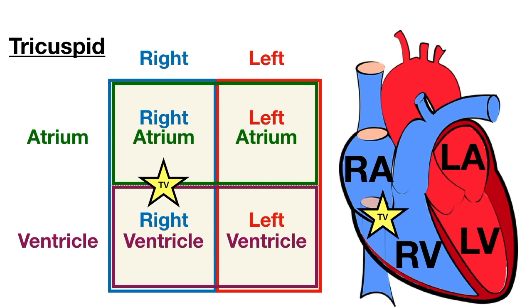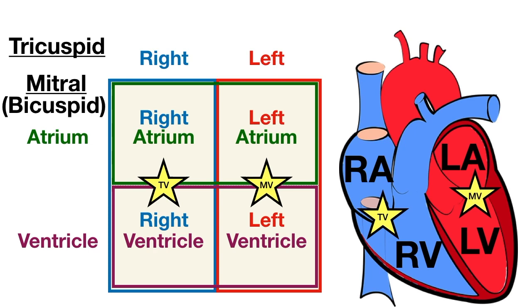We have a similar valve on the left side, located between the left atrium and the left ventricle. This is known as the mitral valve, sometimes also referred to as the bicuspid valve. In a similar story, when the left ventricle squeezes and pumps blood forward, the mitral valve is going to prevent the backflow of blood into the left atrium. Now, because the tricuspid valve and the mitral valve are located between the atria and ventricles, they're also referred to as atrioventricular valves.